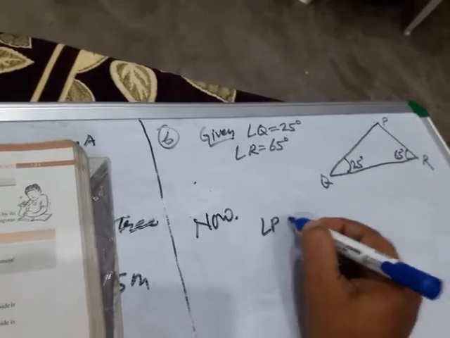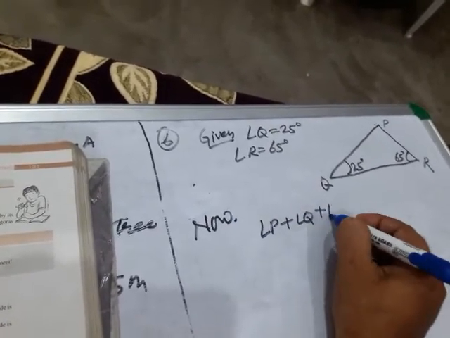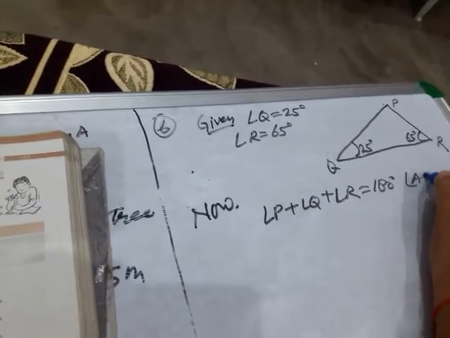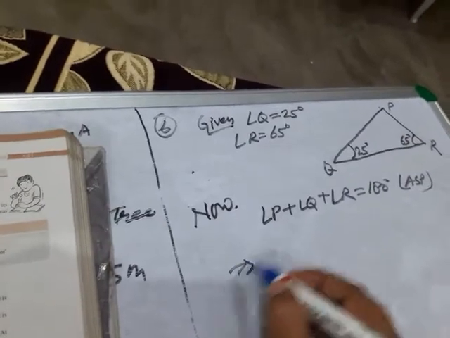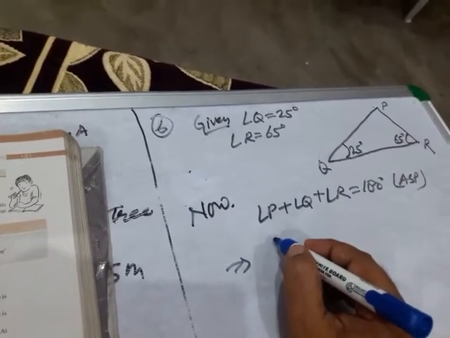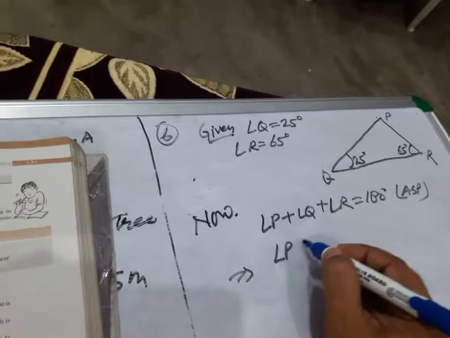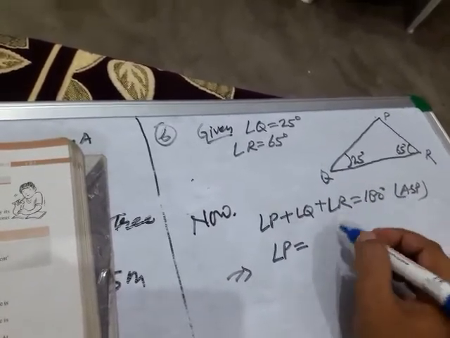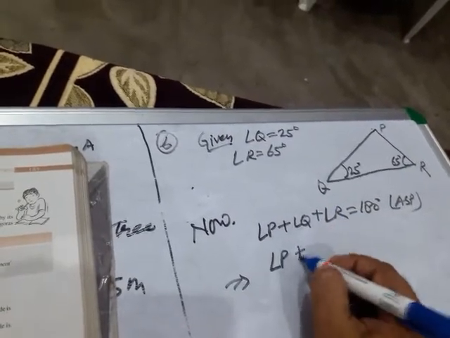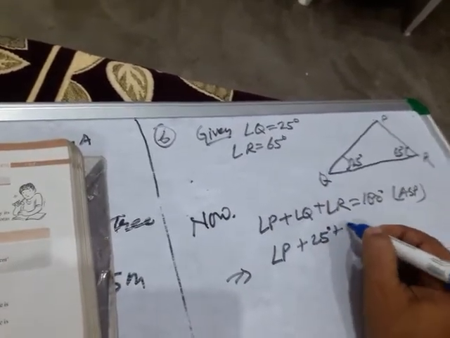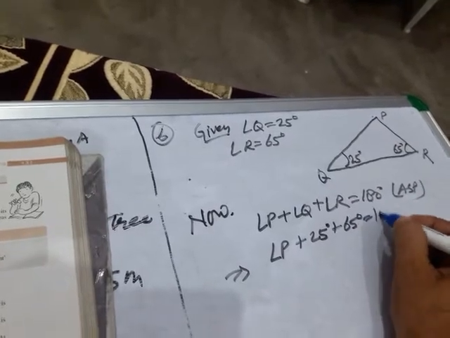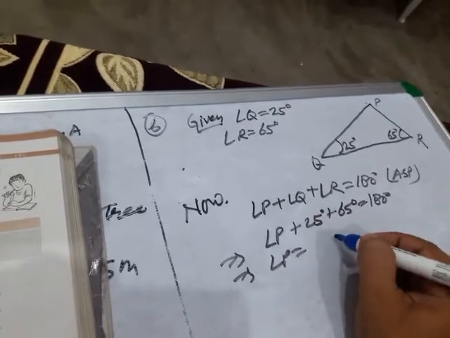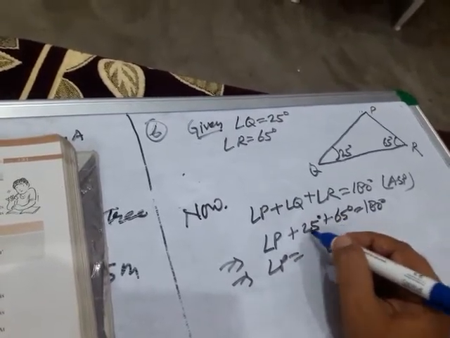Now children, angle P plus angle Q plus angle R equal to 180 degrees. That is by the angle sum property of a triangle. This implies that angle P plus angle Q, 25 degrees, plus angle R, 65 degrees, equal to 180 degrees. 25 plus 65 is 90.